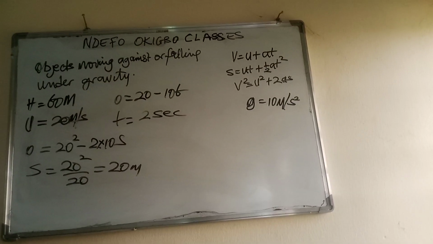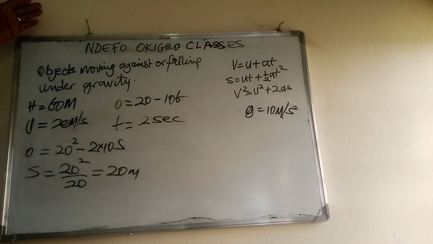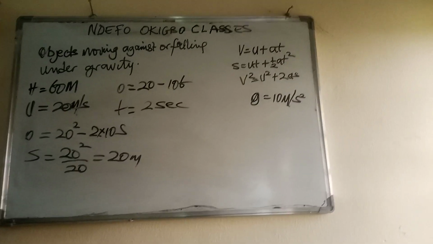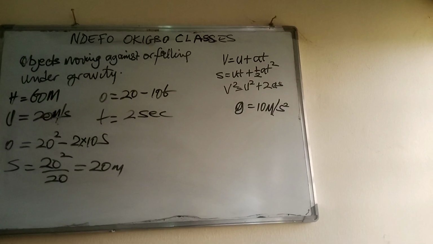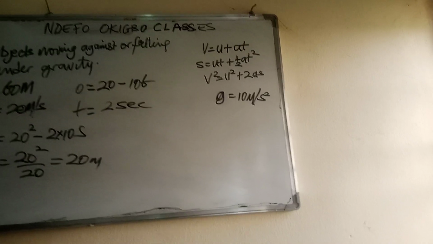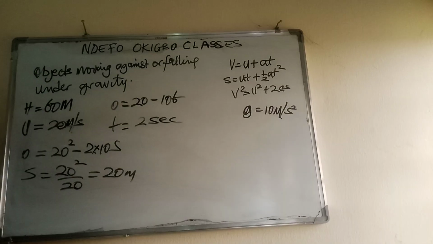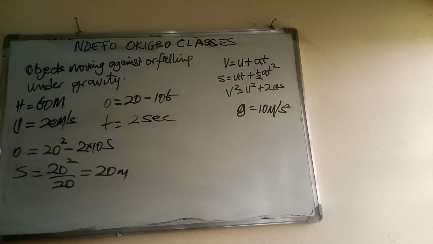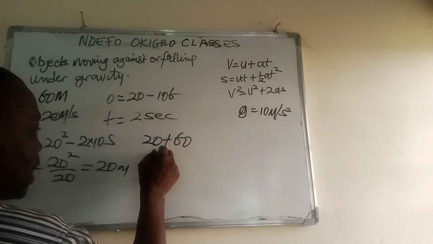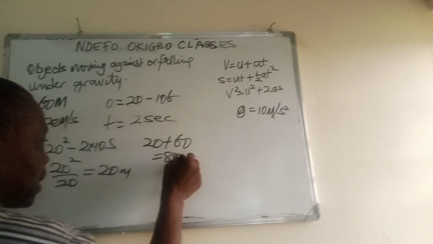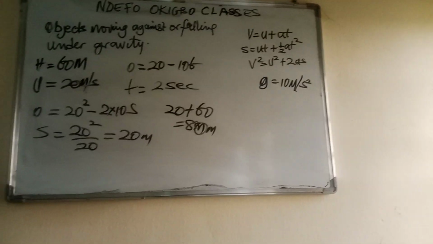So the highest height reached from the ground will be 20 plus 60, because the tower was already 60 meters high. He threw the stone from a height of 60 meters up. So the height from the ground to where the stone reaches will be 20 plus 60, which is equal to 80 meters. That's the height the stone reaches above the ground.